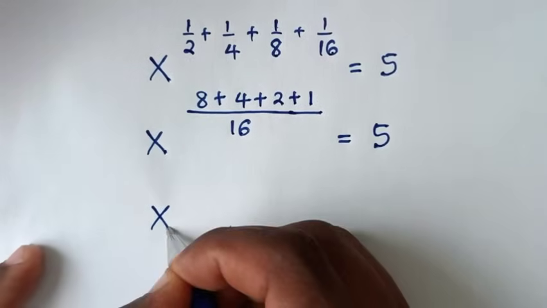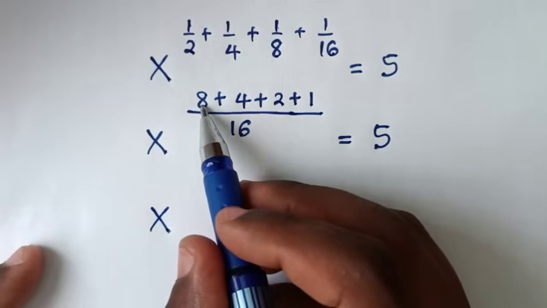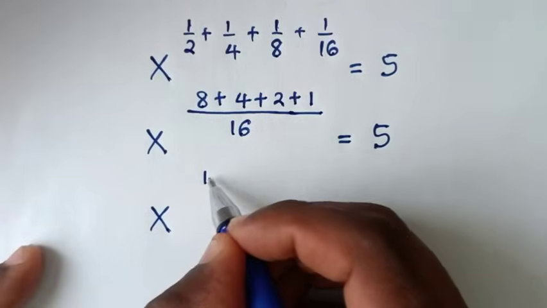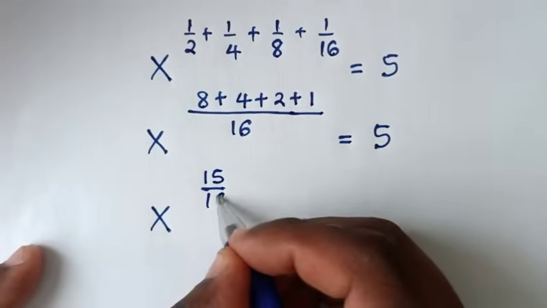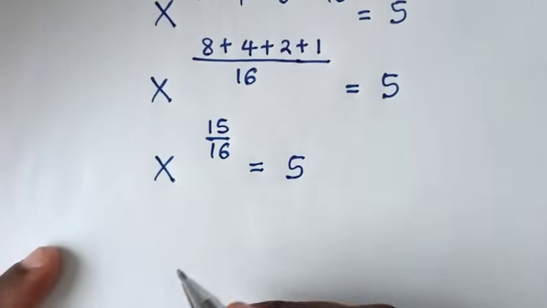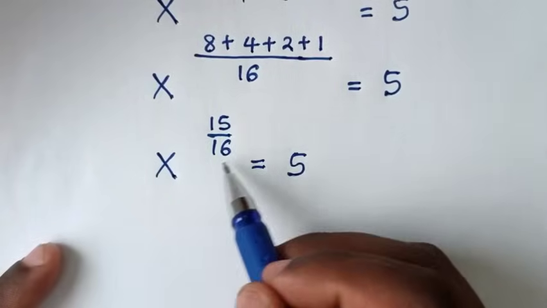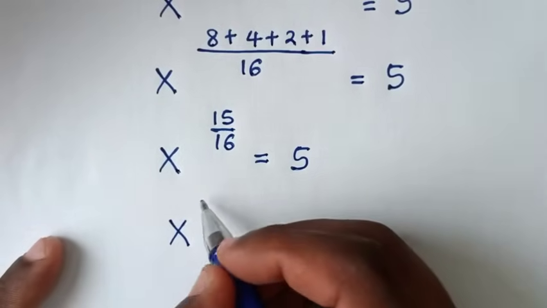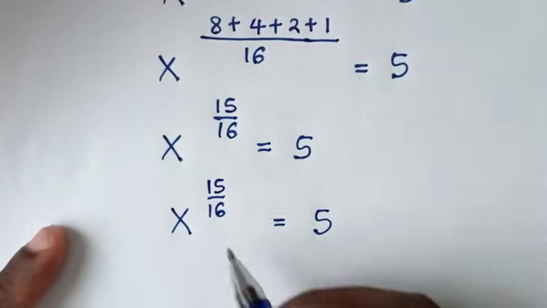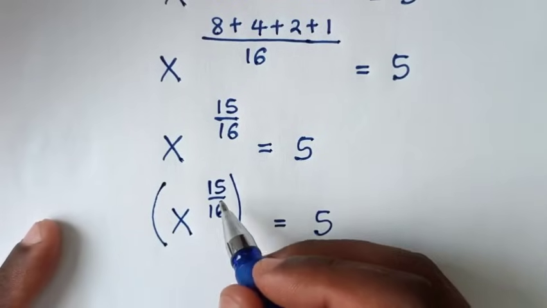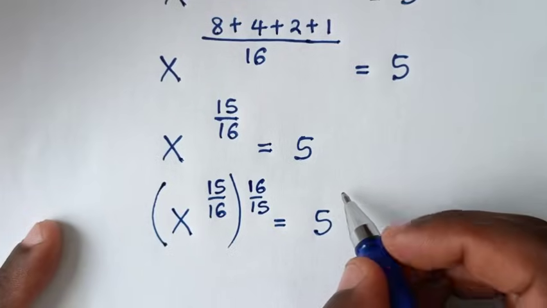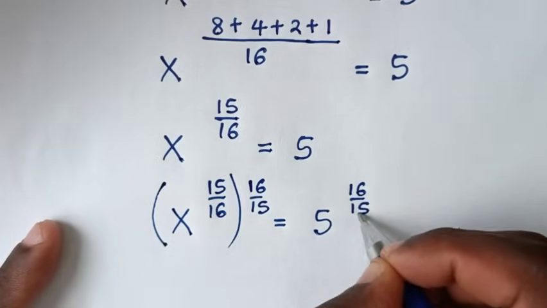Then it will be x. Here we add the powers, so 8 plus 4 is 12, 12 plus 2 is 14, 14 plus 1 is 15 over this 16 is equal to this 5. Then to find x, we'll multiply by the power of the reciprocal of this, so it will be x power of 15 over 16 is equal to this 5. So here we'll multiply by the power of the reciprocal of this, 15 over 16, so it will be 16 over 15. And here we'll multiply by 16 over 15.